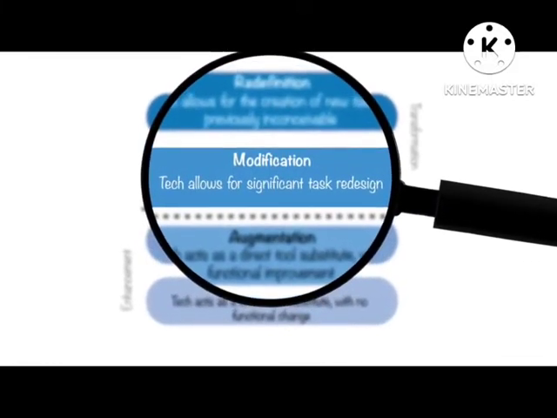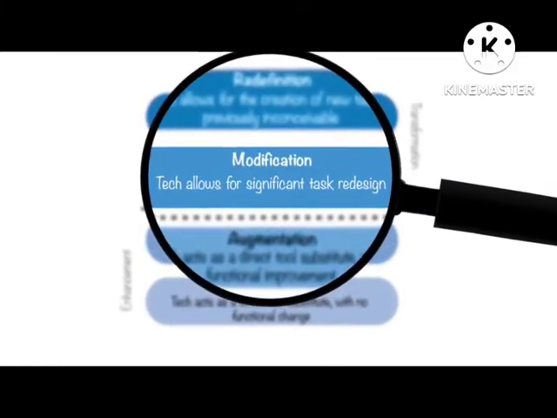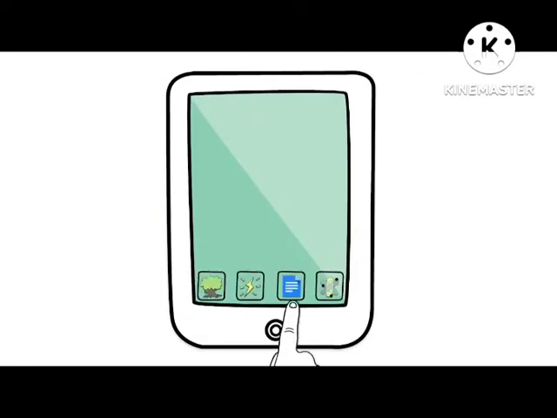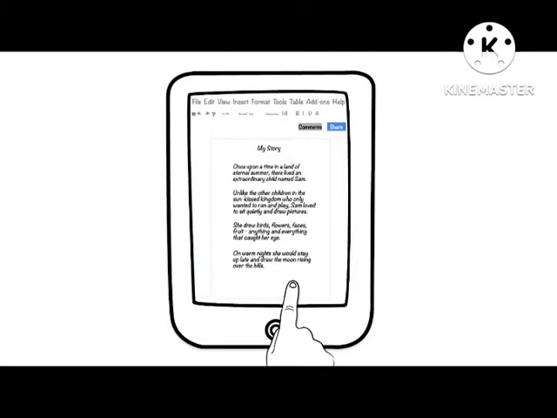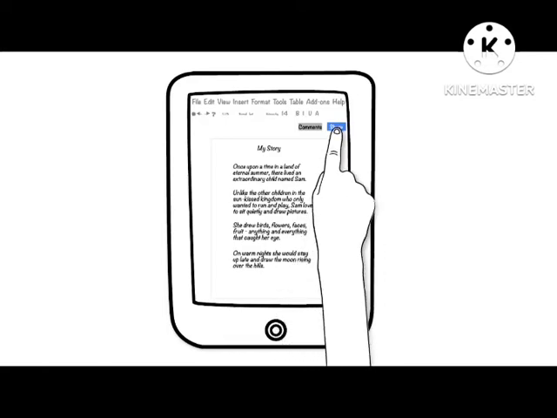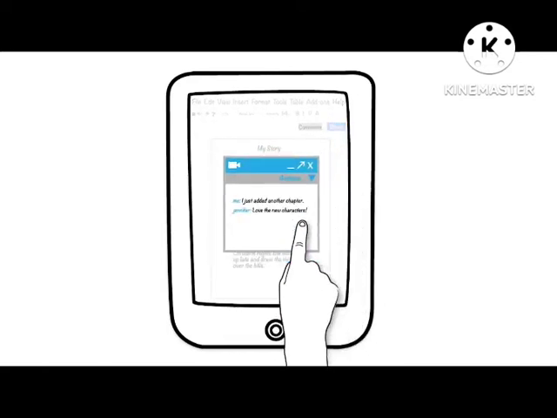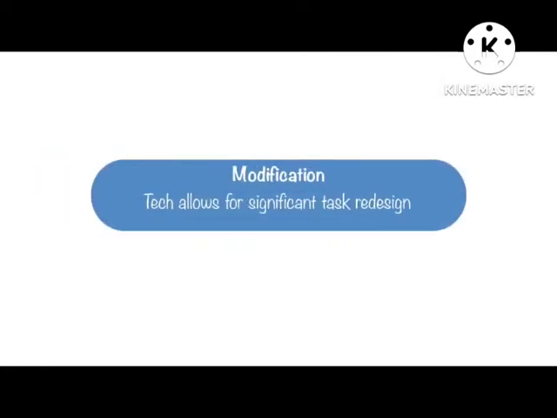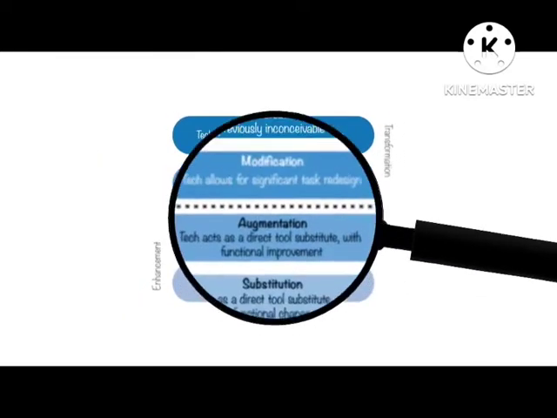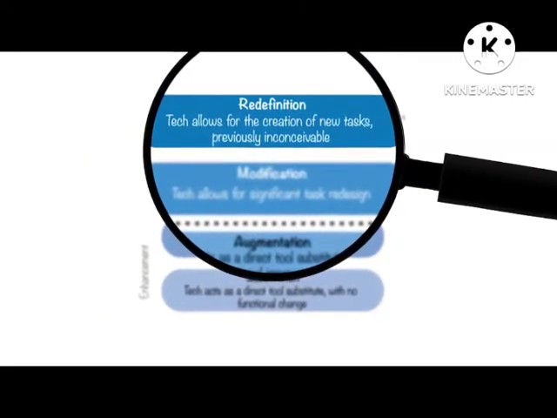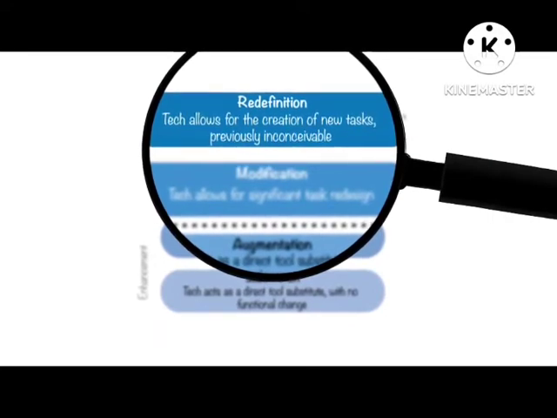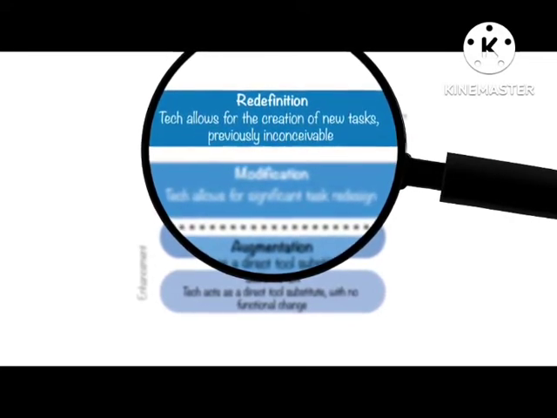In modification, technology should allow for significant task redesign. Take the same creative writing assignment and have students use Google Docs to write their stories. Students can then share these stories with peers and provide real-time feedback. Here, technology has significantly modified the original task by introducing the benefits of student collaboration. At the top stage, redefinition, technology allows for the creation of entirely new tasks that were previously inconceivable.